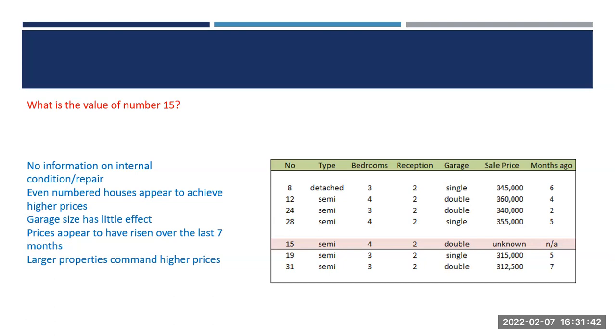Okay. As we noticed before, the even numbered houses appear to achieve higher prices because these are on the better side of the road. Perhaps they have a southern aspect and they get sun during the day because they face to the south, and people will pay more for that. At least in the United Kingdom, they will. The size of garage doesn't seem to drive the sale price. Perhaps each house has a driveway anyway. Prices do appear to have risen over the last 7 months, but only slightly. And as you might expect, larger properties sell for more.